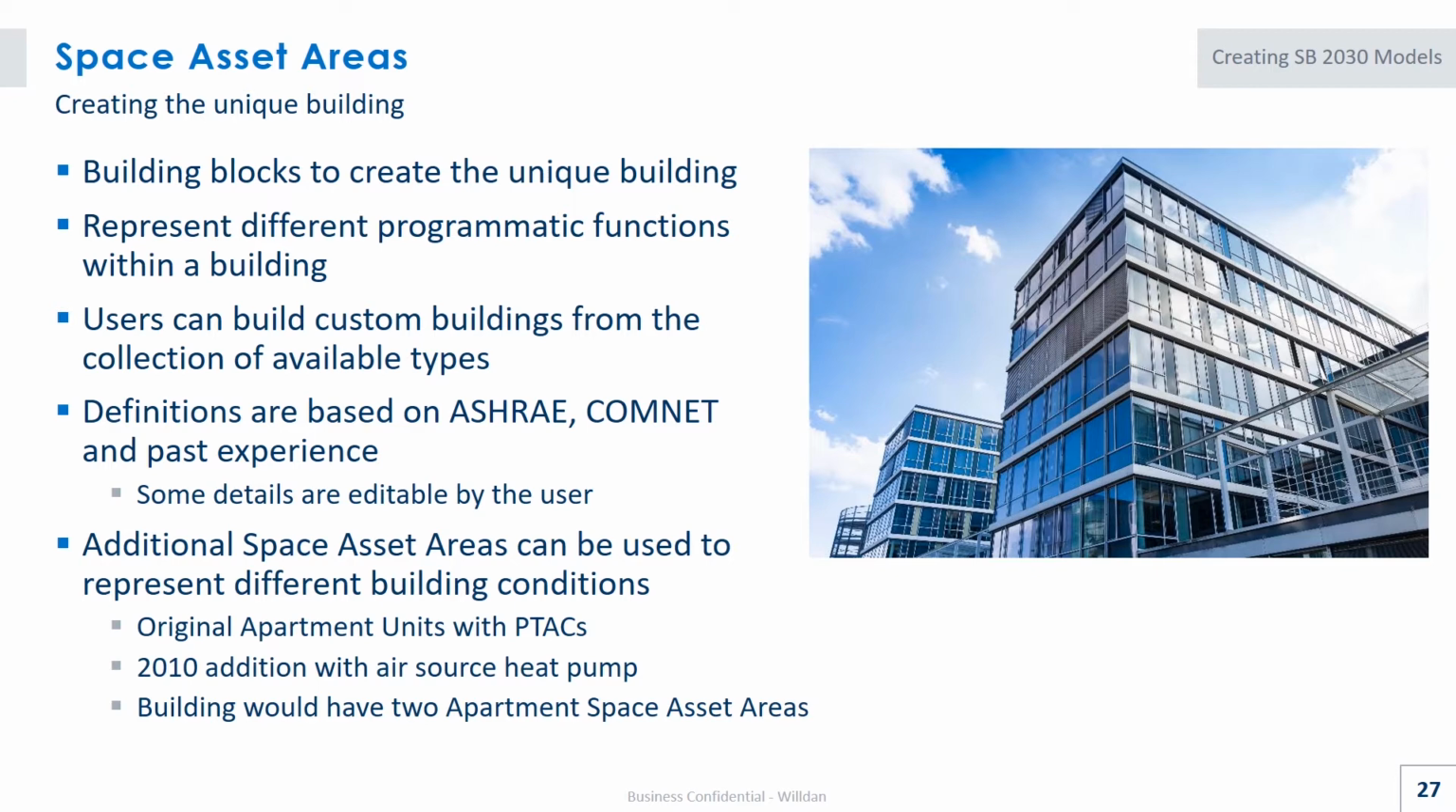The other interesting thing about the space asset area concept is you can have more than one instance of the same type. So if, for instance, you have part of an apartment building that is served by PTAC and another part that is served by heat pump, you can have 2 different apartment space asset areas and give them different HVAC systems. It also works well if you have an existing portion of the building and a new one, and they're going to have different envelope properties or other characteristics like that. You can split them apart and give them different attributes.